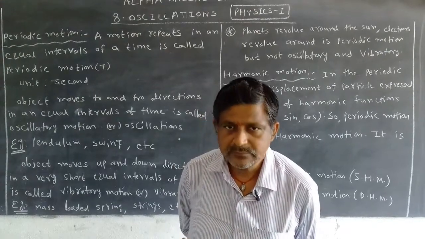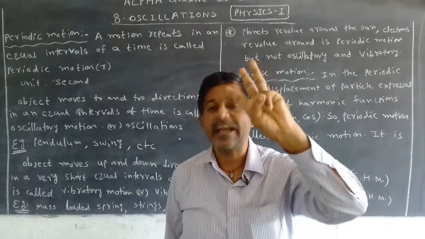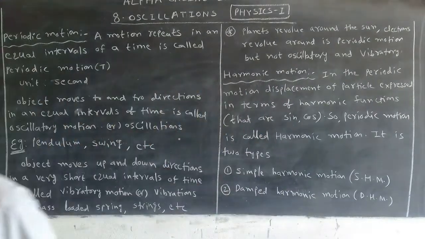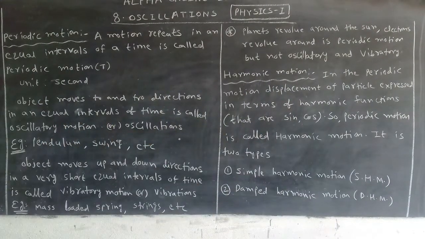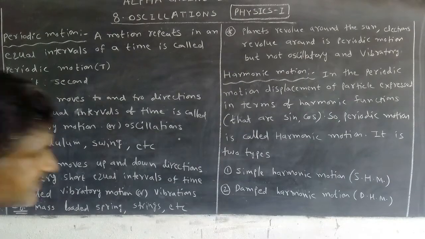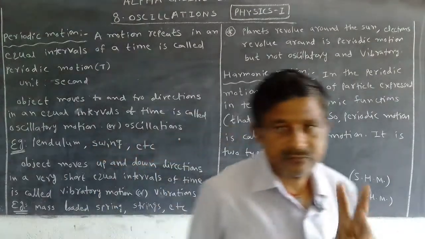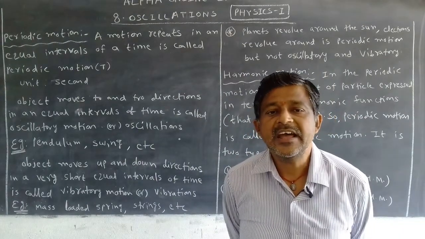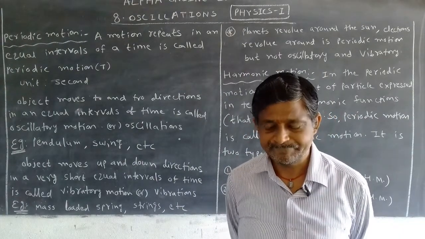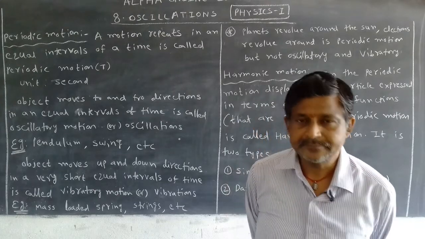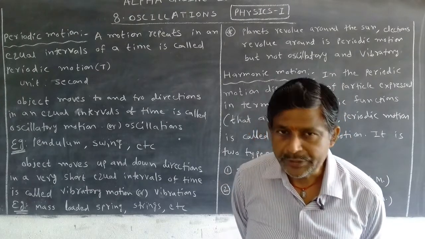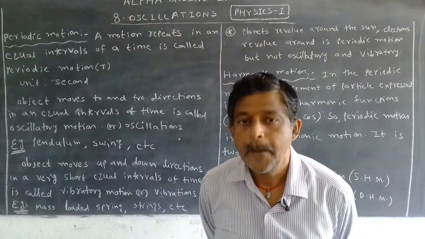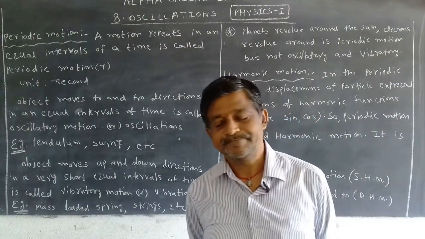Motion is divided into three types. Now, what are the three? Number one, translatory motion. Second one, rotatory motion. And third one is periodic motion.